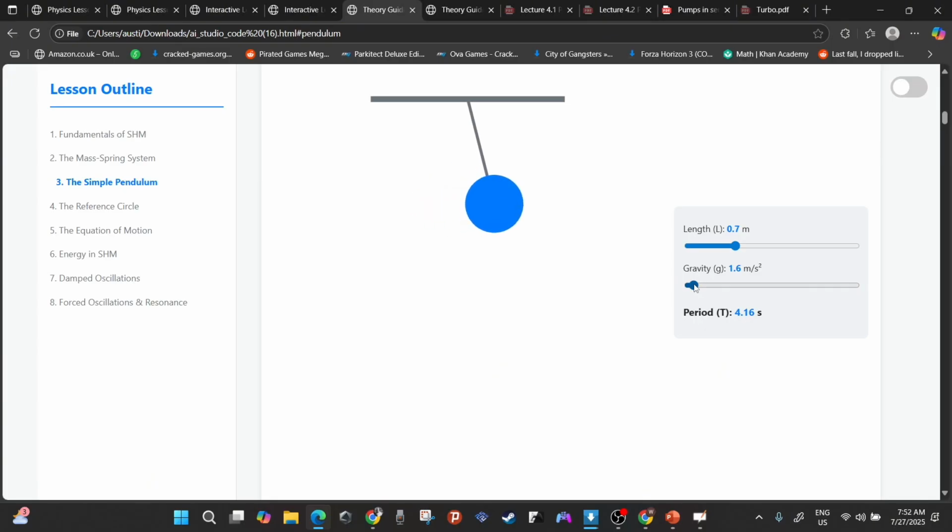But we go back to 9.8, like we're used to, this dreaded 9.8. I kind of wish we lived on the moon, right? Just to float around for fun.